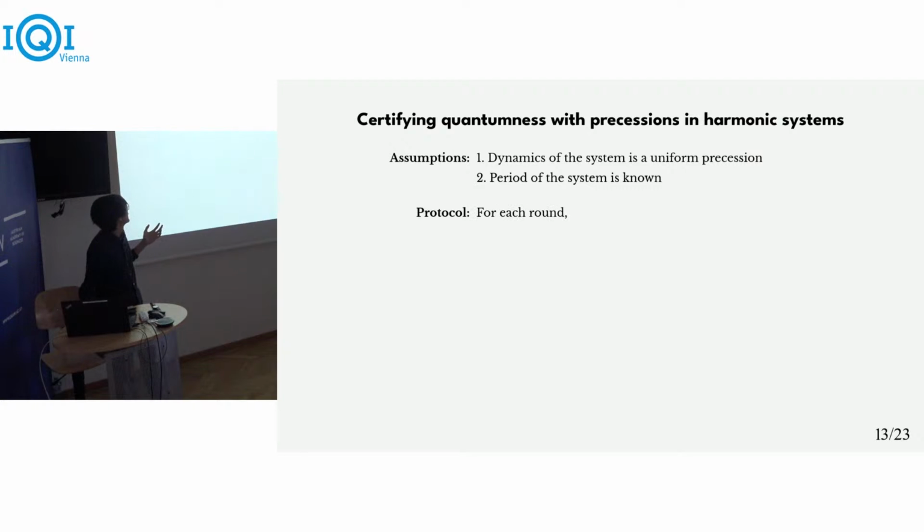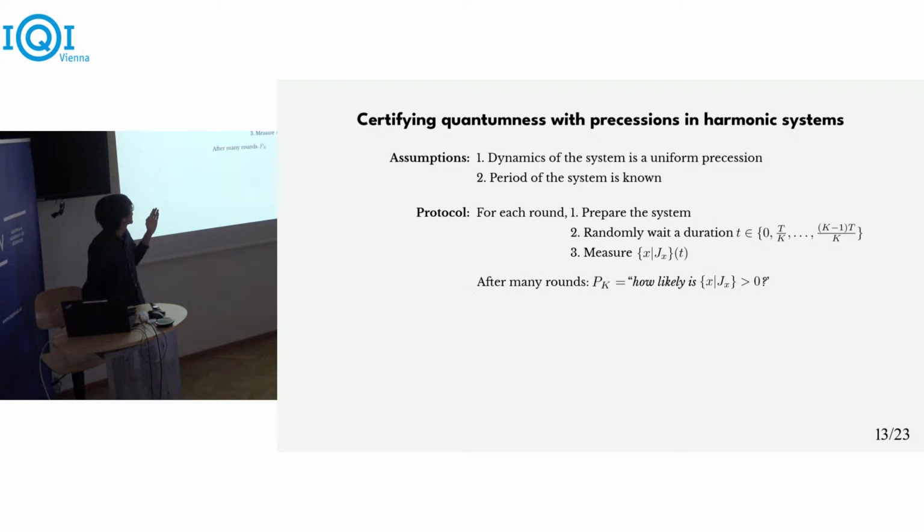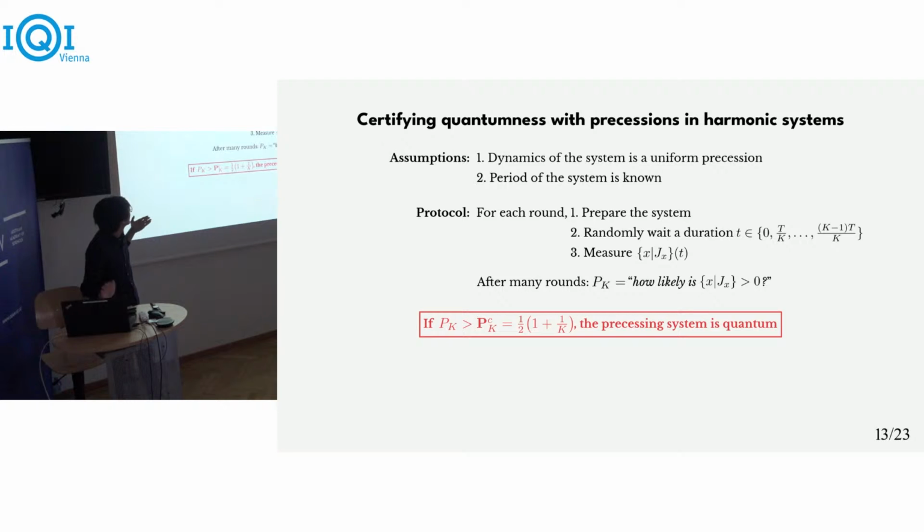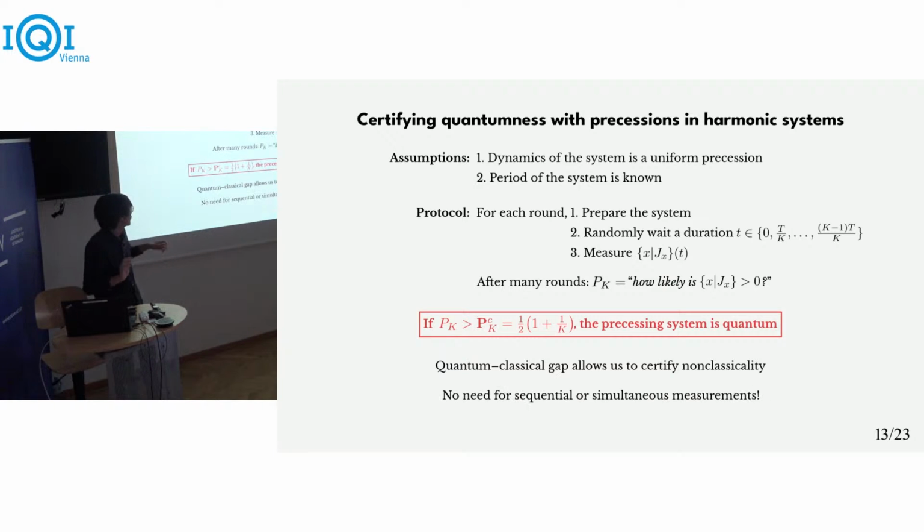And this protocol is really just performing many rounds, where in each round, I prepare the system, I randomly wait some duration, and I measure whether x or jx at that time. And after many rounds, I calculate the score, which is how likely is the thing I measured positive. And if I find that it beats the classical bound, then this precessing system is quantum. And let me finish this too. Quantum classical gap is what allows us to certify non-classicality without the need for this kind of sequential or simultaneous measurements that you might need with non-contextual inequalities.